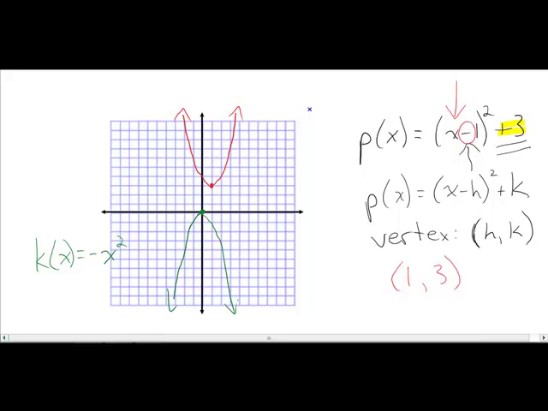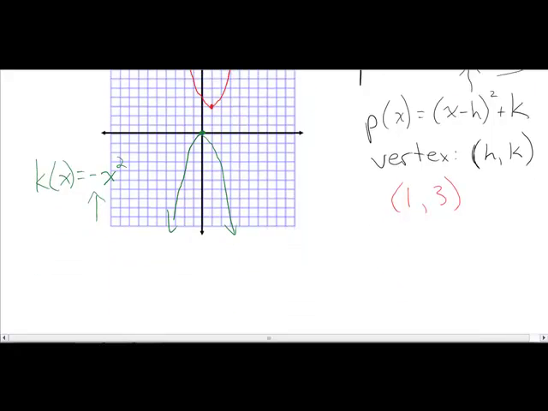Okay, so that's all you need to know for reflecting graphs. If you have a negative sign in front of the x squared term, or in front of the absolute value, or in front of the square root, then your graph is flipped. It's reflected over the x-axis. Alright, let's get a new graph, and I'm going to do one more, and then we'll be done.